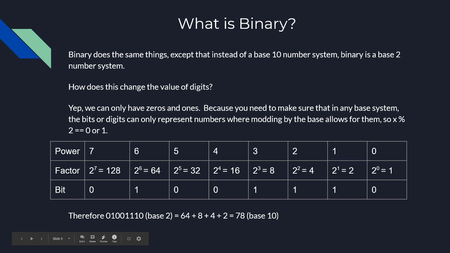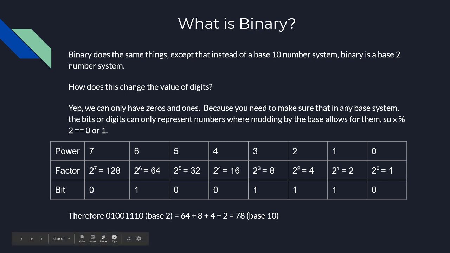2 to the 1 is equal to 2, and in that digit, the bit is 1, so we get a 2. And so that's why the first thing we add up here is 2. And then the next thing is another 1, so 2 squared is equal to 4. And so when you multiply the bit 1 by 4, you'll add up a 4.